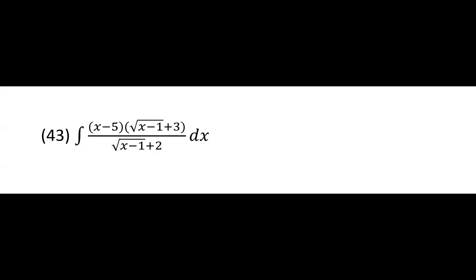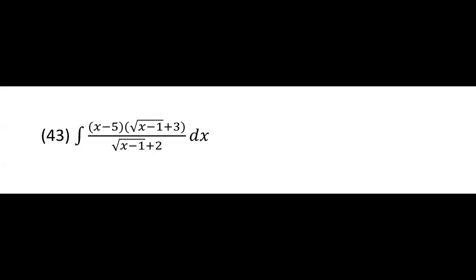Okay, number 43, we have this wild-looking integral of (x minus 5) times the square root of x minus 1 plus 3, all over the square root of x minus 1 plus 2. Okay, how do we solve this?